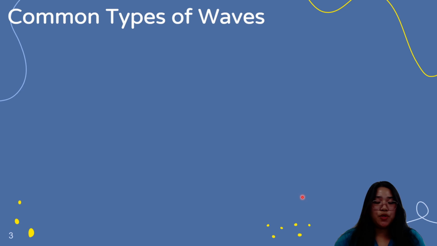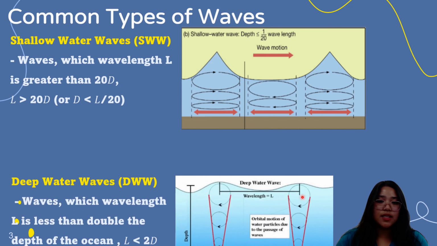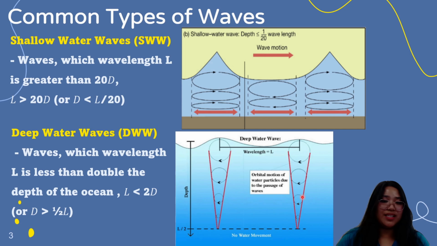before we can start anything, we have to define what type of wave we want to generate. There are two most common types of waves, namely shallow water waves, which have a wavelength greater than 20 times the depth, and deep water waves, which have a wavelength less than double the depth of the ocean. The main difference is that the deep water wave does not interact with the ocean bottom, while the shallow water wave does. In turn, the orbital velocities of a shallow water wave are more ellipsoid since they have that vertical limitation.